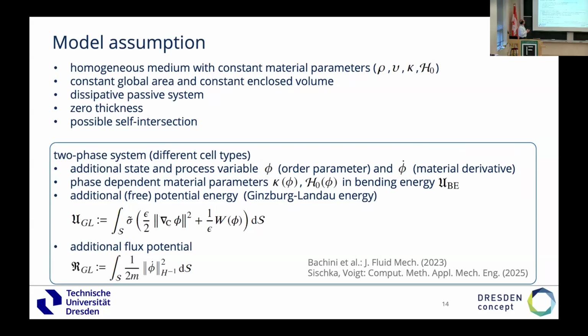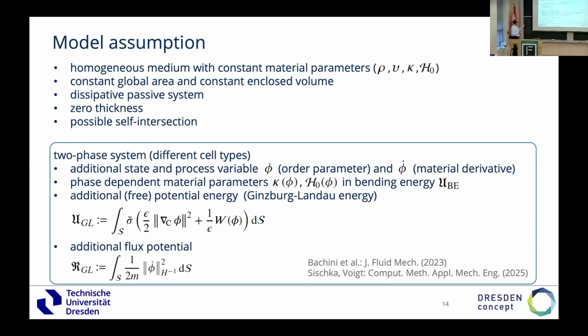Okay. Now next, we want to get rid of this assumption on the homogeneous medium. The first thing we could do is to say, well, instead of having one medium, let's say we have two different phases with different material properties, maybe two different cell types. So what we need to do is, in addition to what we had derived, we now have an additional state variable phi, that's the order parameter distinguishing between one and the other phase. And a new process variable, that's the material derivative of that.